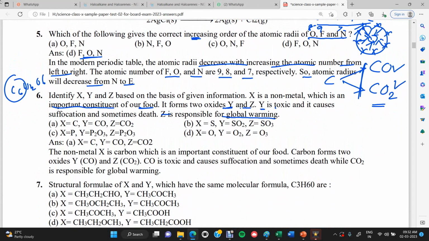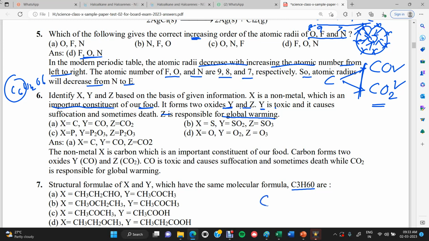Next. The structural formula of X and Y will have the same molecular formula C3H6O. No, C3H6O. There will not be 60 hydrogens in any compound. Oh, C3H6O. Let us try to draw this. It's quite simple and easy, right?